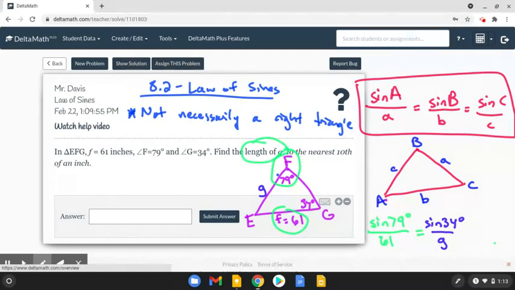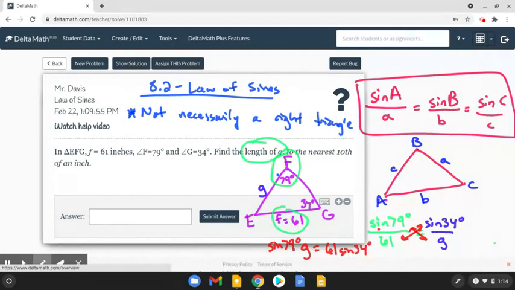And in all of these, if you're going to end up solving it, you can only have one unknown variable, or else you're never going to accomplish anything. So we do have our three pieces of information that we're given, and we have one unknown variable. So now it's just a matter of solving using cross multiplication and then solving for the g. So if you were to multiply across there, we're going to get the sine 79 times g, I'm just going to write it like that, equals, multiply this way, 61 times the sine of 34.